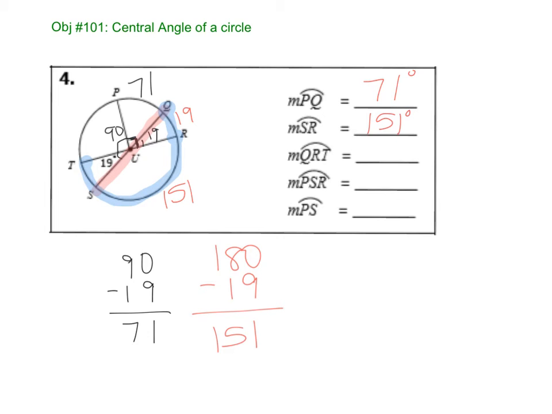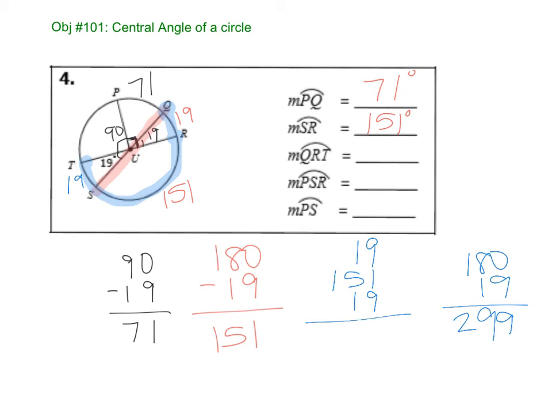So again, you can just add everything up if you want. What I typically do, though, is I notice that I have a semicircle plus 19. So 19, 151, and 19, or just 180 plus 19 is 199. Whichever way you want to do it, however your brain works. All right, 199.